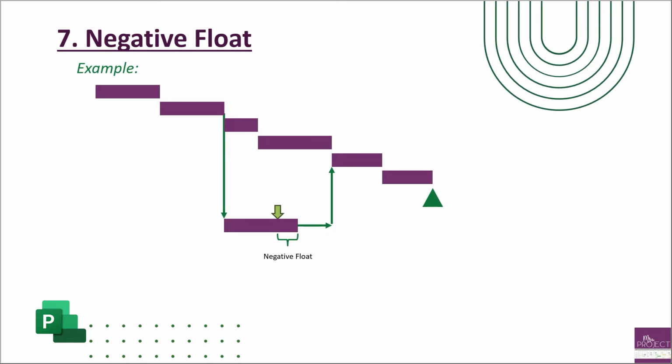So that's the other thing, if you have a negative float for a task, look to see if it has a deadline on it. If it has a deadline, that's where the negative float is coming from. And then you need to go back to your stakeholders and see if that deadline needs to be reset.